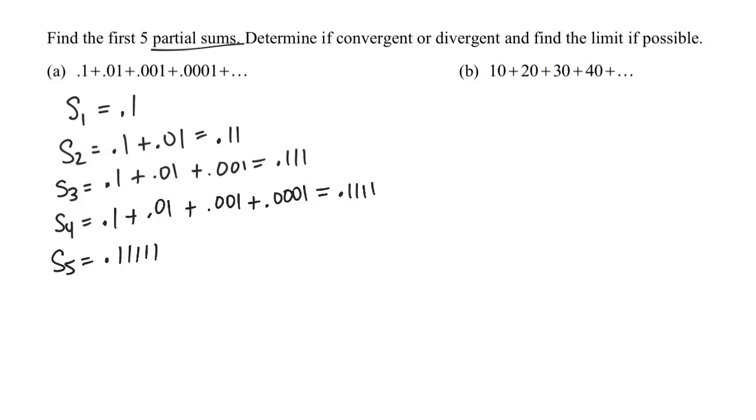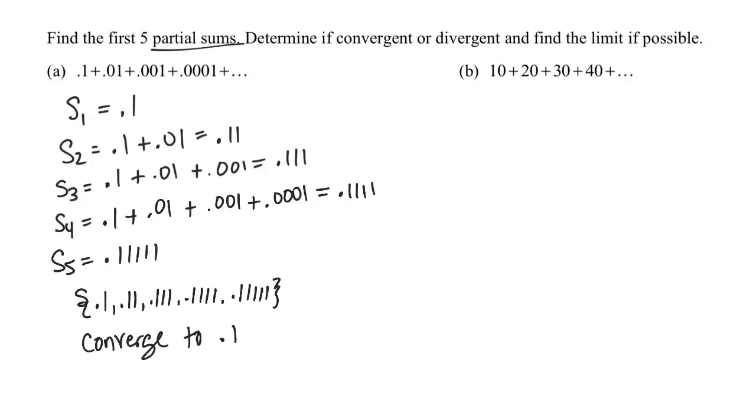And so my first 5 partial sums, if I were to write them in set notation, would be 0.1, 0.11, 0.111, 4 ones, and then finally 5 ones. And what do you think this converges to? Or do you think it converges? Well, hopefully you see that this sequence of partial sums is converging, in this particular case, to 0.1 repeating. And so 0.1 repeating is just the fraction 1/9. And so this particular series is going to equal to, or sum up to, 1 divided by 9.